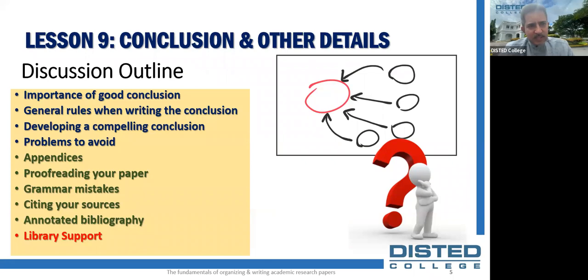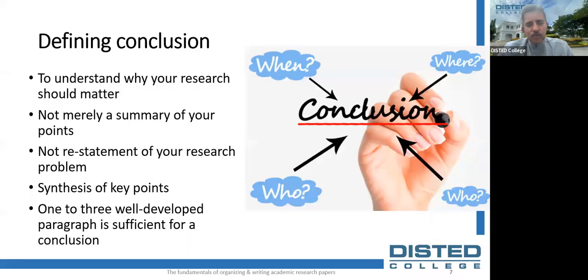The focus today is very much to look at the conclusion section. What are the things that you need to know when you write the conclusion section of the paper, and the other additional aspects needed even after the conclusion: how do you design your appendices and references, making sure you proofread the paper, the language that you use, and all the other support, especially library support. Let me take you through the first part of the presentation before I hand over to Ms. Fairunizan.